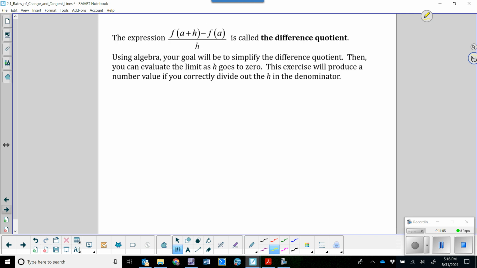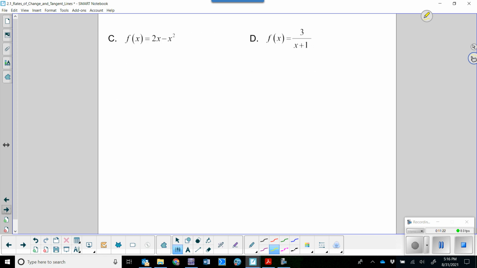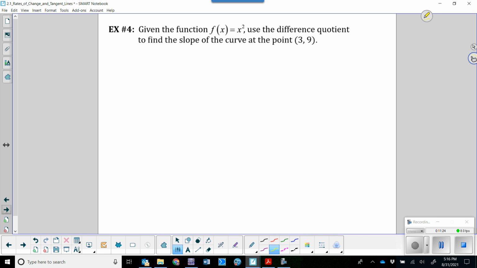So in algebra, you did a lot of difference quotients, and you did the f of a plus h minus f of a over h. So I'm actually not going to do that. So the bottom of that page that you're on, where it says using a difference quotient, we're going to skip those examples. And we're actually going to go to a calculus problem, which is we're going to use the difference quotient and find the slope of the curve at the point.